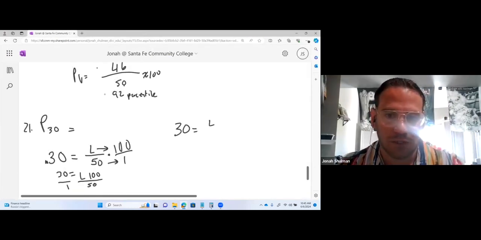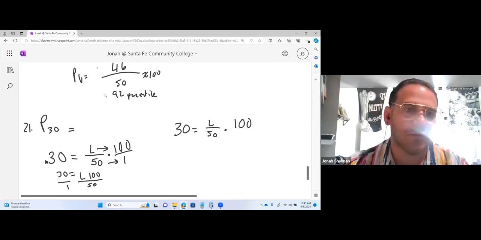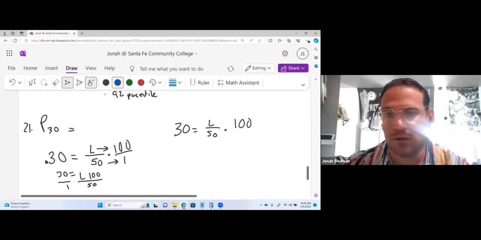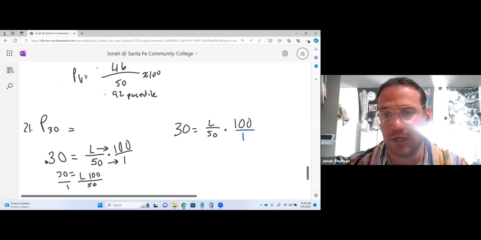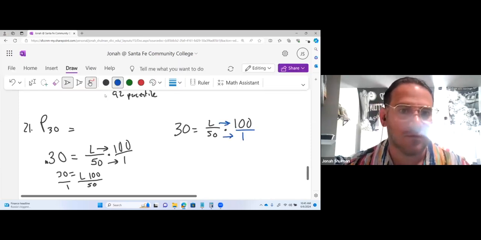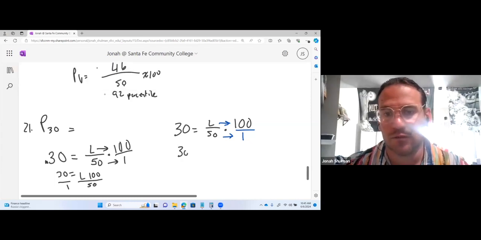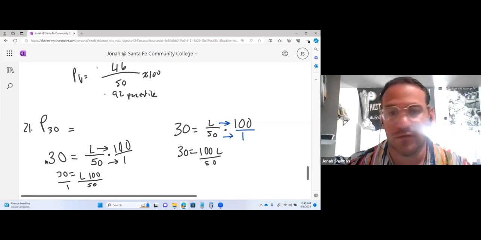30 equals L over 50 times 100. The first move that I make when I'm doing the math here is, this is a fraction, I make that a fraction. Top times top, bottom times bottom. So my line is really 30 equals 100L over 50. I like putting the numbers in front. 50 times 1 is 50.